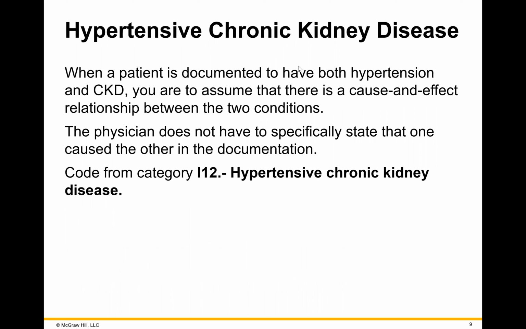Hypertensive chronic kidney disease is when a patient has both hypertension and chronic kidney disease, and there's a cause and effect relationship between the two. The physician does not specifically have to say that one caused the other. It's understood. So if you have hypertensive chronic kidney disease, it will be something coded from I12, which we took a look at earlier.